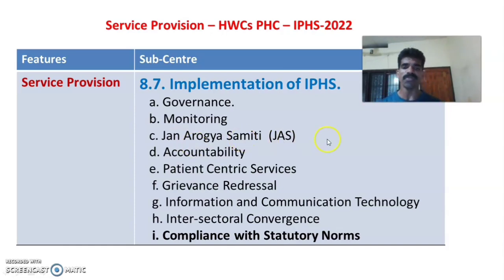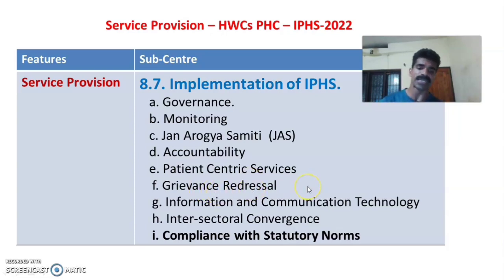Then Jan Arogya Samiti, that is JAS. So that is acquiring community participation to render quality health services to the community. That is called Jan Arogya Samiti. Then accountability, maintaining the quality assurance and responsibility to render quality services. It is explained under accountability. Then patient-centric services or patient-centered services. So giving importance to patient needs is called patient-centered services. That also comes under implementation of IPHS.